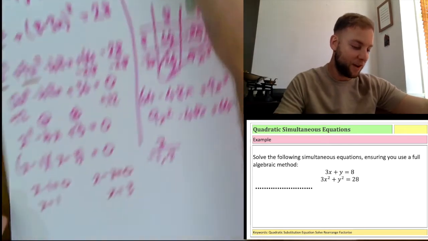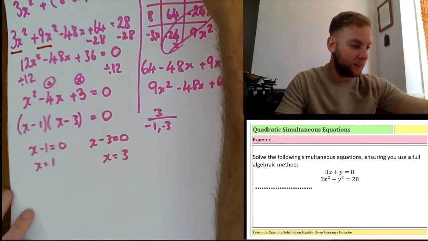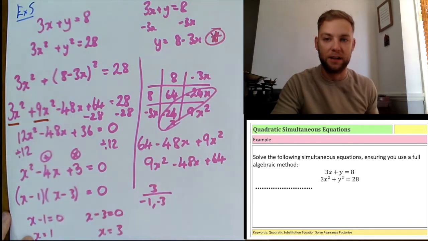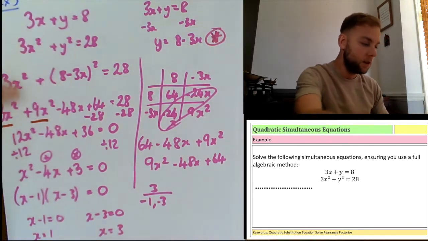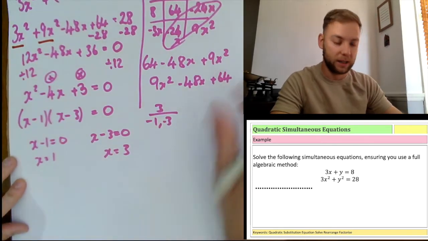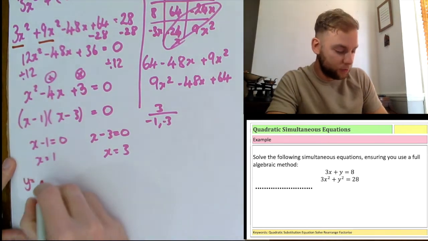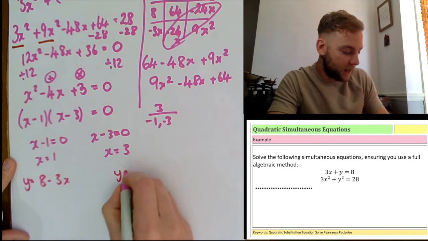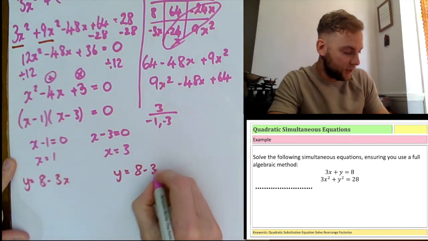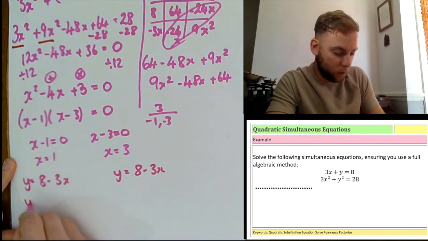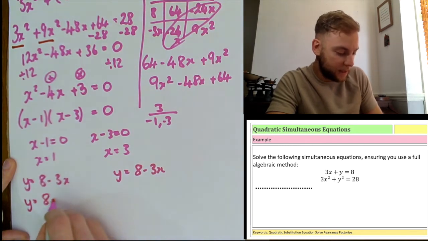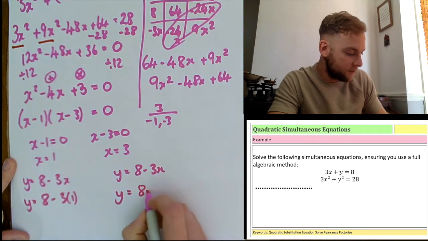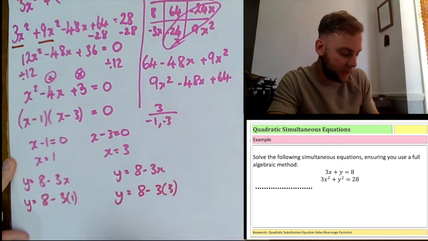Super. Still not quite finished because I need to find out what my y value is. And I'm going to substitute that into this here, which is my rearranged, already rearranged to be equal to y. So y is equal to 8 minus 3x. Substitute that in. y is equal to 8 minus 3 times 1. And y is equal to 8 minus 3 times 3.